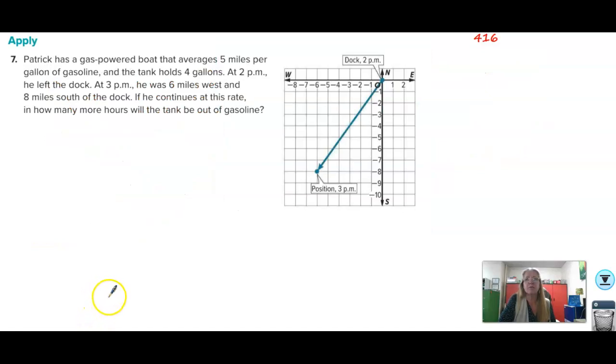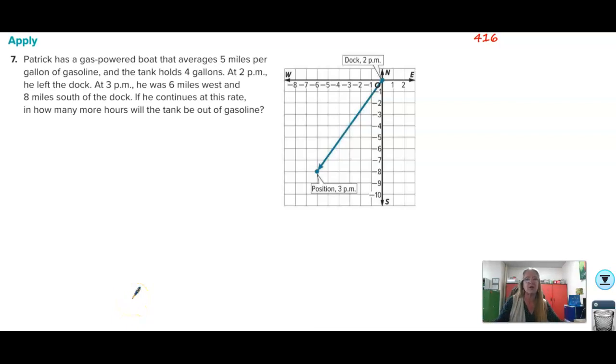Patrick has a gas-powered boat. See, all the boat problems. Boats again. Has a gas-powered boat that averages 5 miles per gallon of gasoline, and the tank holds 4 gallons. At 2 p.m., he left the dock. At 3 p.m., he was 6 miles west and 8 miles south of the dock. If he continues at this rate, in how many more hours will the tank be out of gasoline?